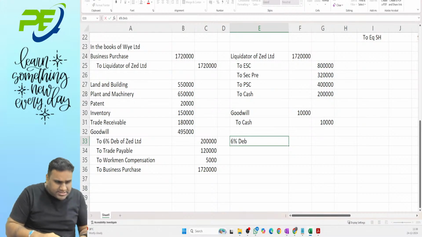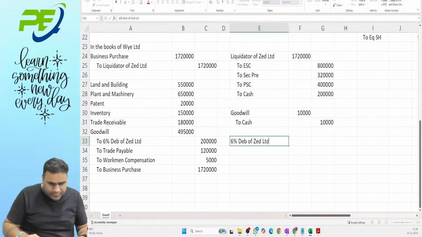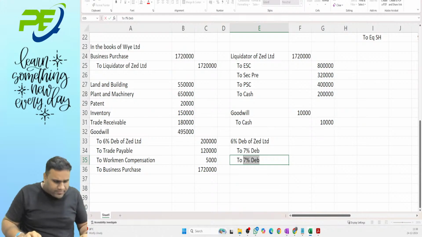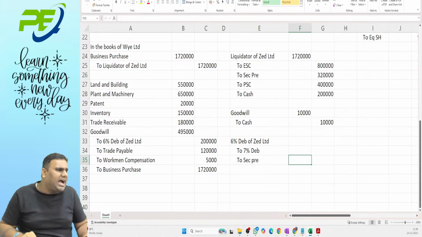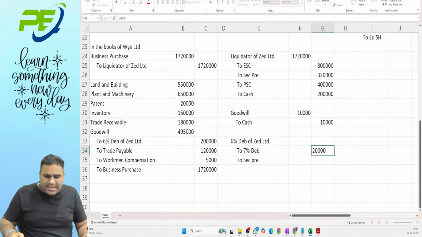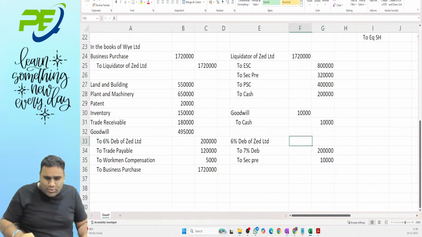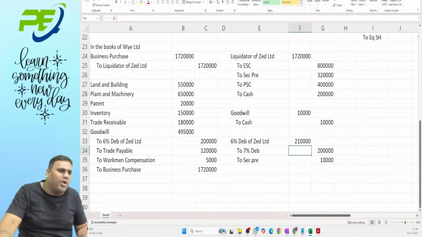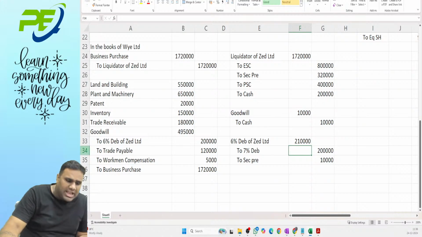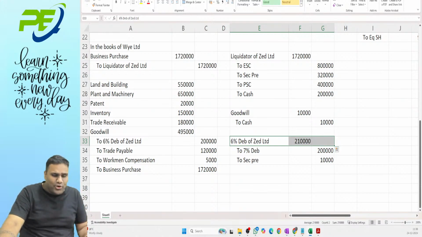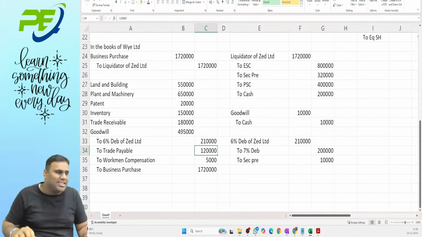6% debenture of Z Limited to 7% debenture to securities premium. So 2 lakh was the debenture, but I am giving 5% extra, 10,000. 2 lakh 10,000. But there is one problem. When we took the liability, we took it at 2 lakh, but we are settling at 2 lakh 10,000. So here you have to change. It will be 2 lakh 10,000.